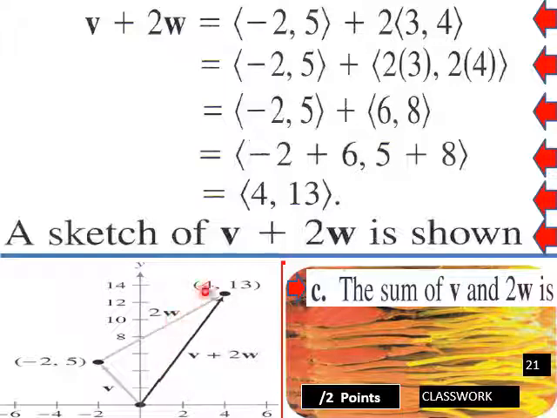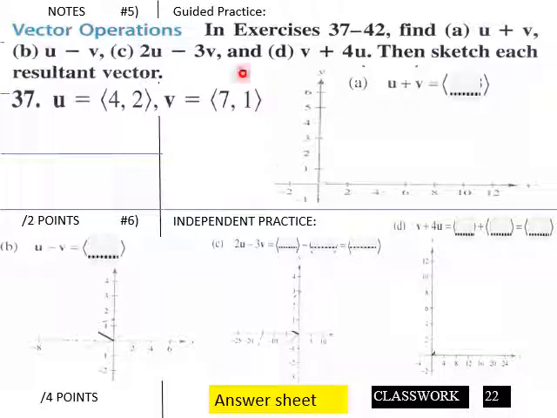So v would be negative 2, 5, which would be over here. And then 2 times 3, 4. So 3, 4 would be 6, 8. So 6, 8 would be out here somewhere. But when we add them together, we end up with 4, 13 by using our analytical way of doing it. So we end up with a terminal point here of 4, 13 for v plus 2w. Okay, starting in here for our guided practice, page 22 of our homework.